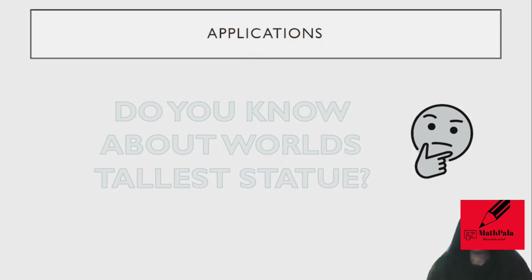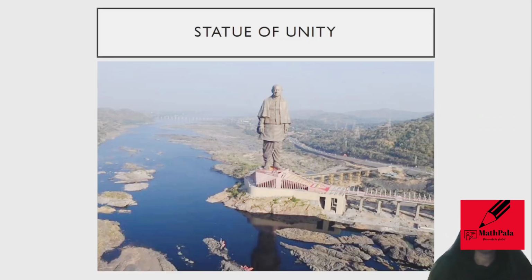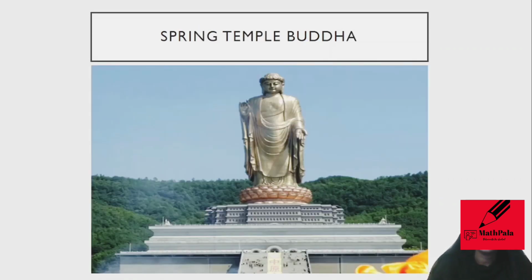Applications. Do you know about the world's tallest statue? Yes, you are right, Statue of Unity. So using trigonometry, we can find the height of the statue. The second tallest statue is located in China, that is the Spring Temple Buddha, and it is also measured, or it is also one of the applications of trigonometry.